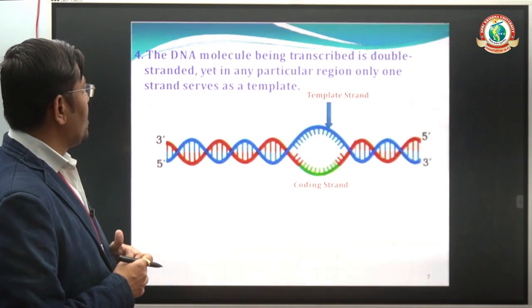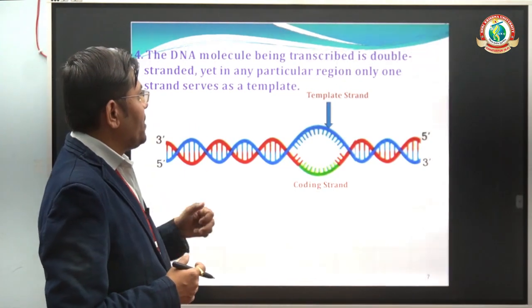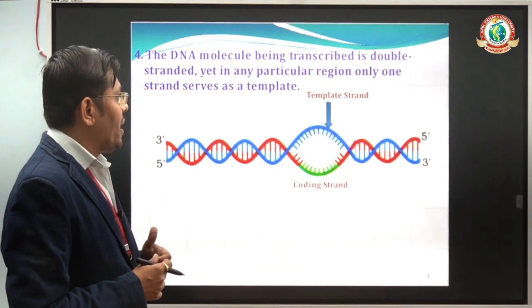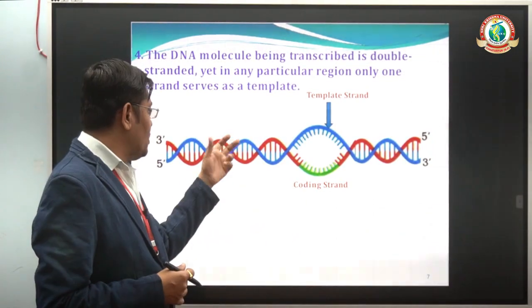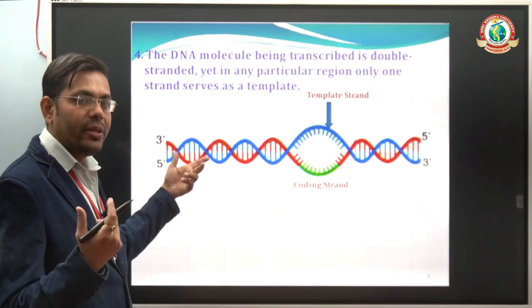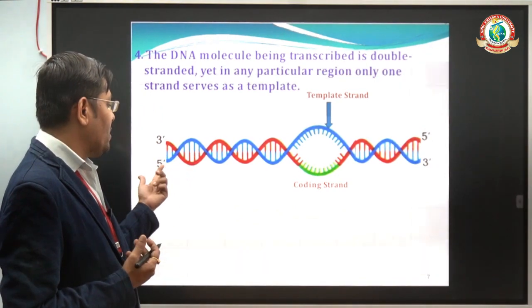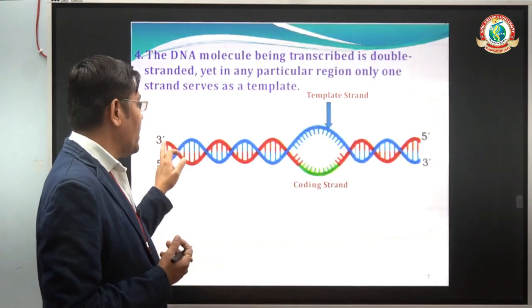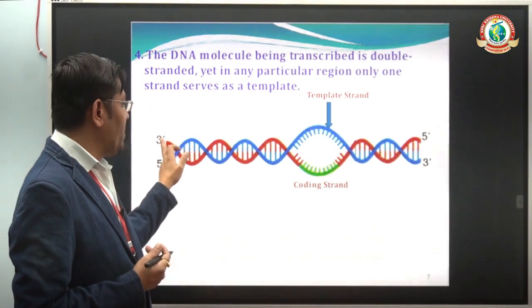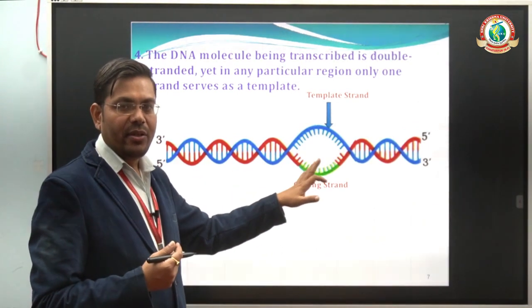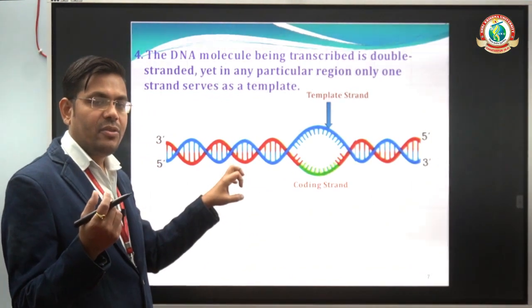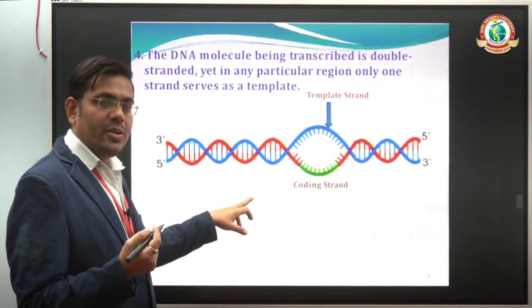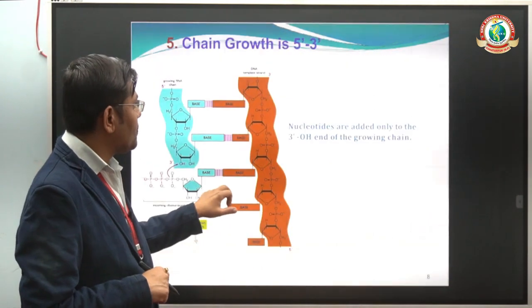If you think about the DNA molecule being transcribed, it is double stranded, and how does it get transcribed? Here are the two strands of the DNA molecule, and here is the 5' to 3' direction, and the other strand direction will be 3' to 5'. So these are all the basics of DNA which we have studied in the previous lectures.